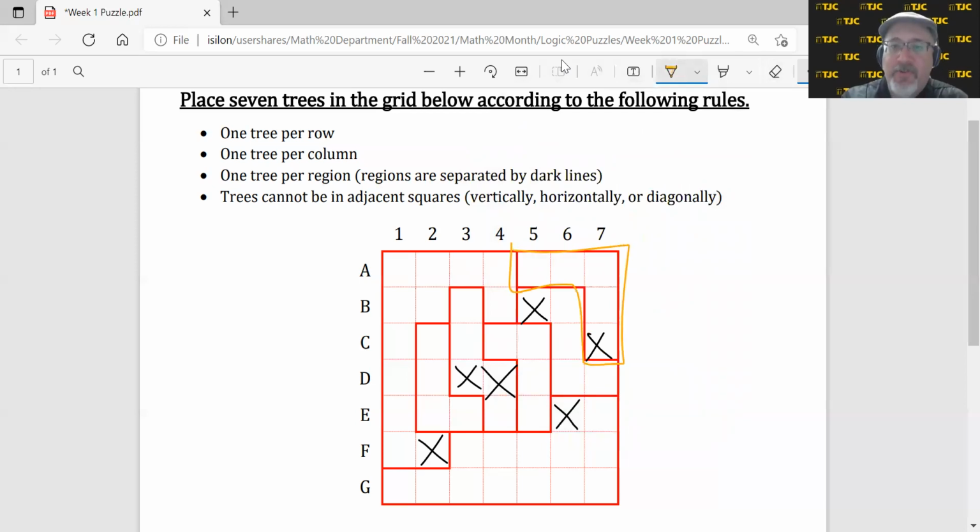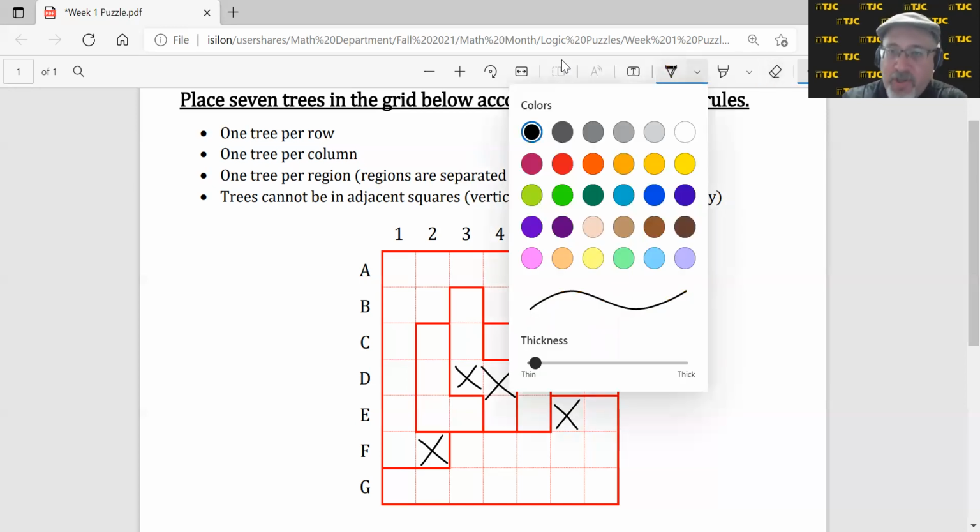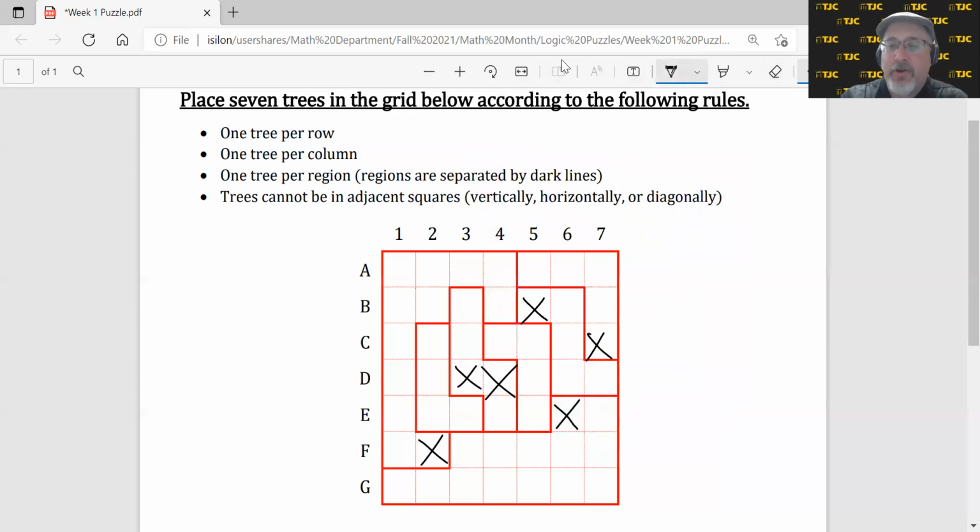Looking at the upper right region now, because we crossed out one of its squares, it's now an L-shaped region. And so it has the same restrictions as the other L-shaped regions, namely that we can't have a tree in its inner nook, which would be B6, because it would cross out all of these, and then that upper right region would no longer have a place for a tree.